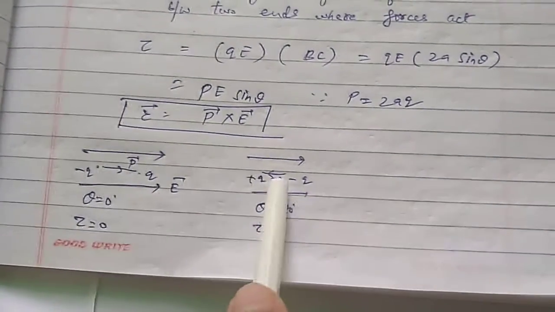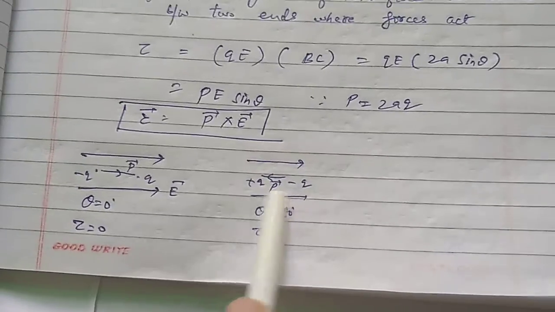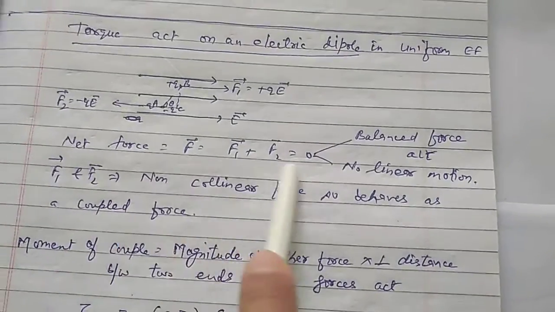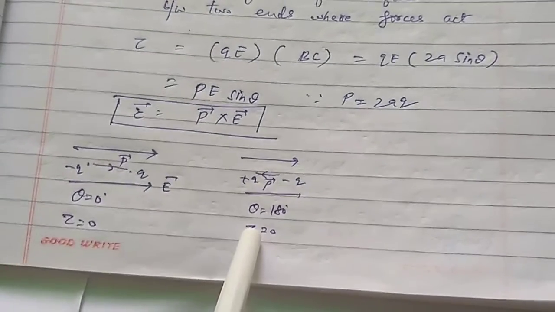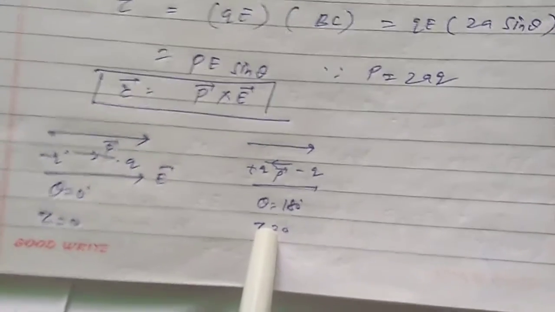So these two positions are equilibrium positions. Why? Because in a uniform electric field, force is already 0. And here the torque is 0, so it will not have any linear motion as well as rotational motion. So it will be in the state of equilibrium.